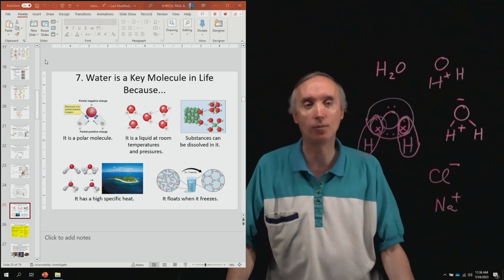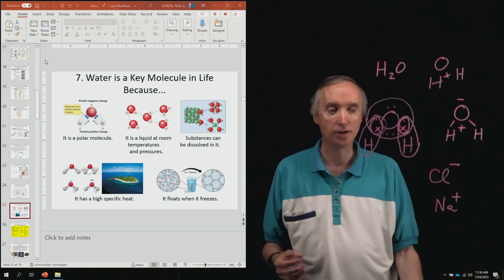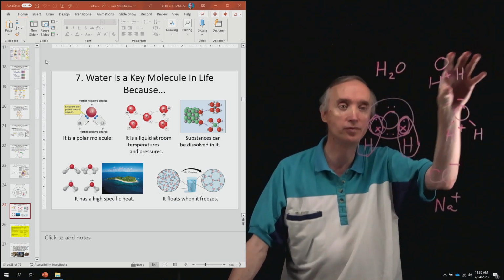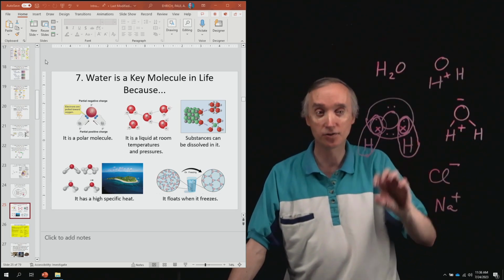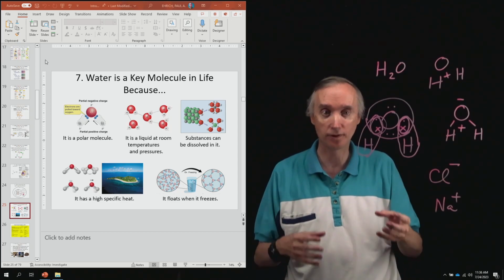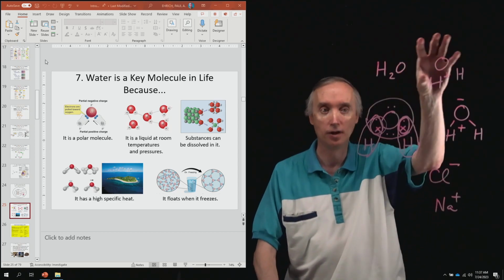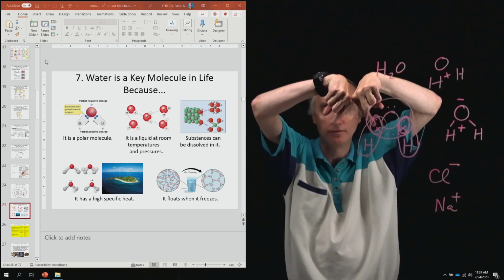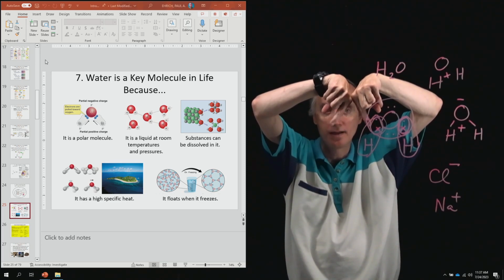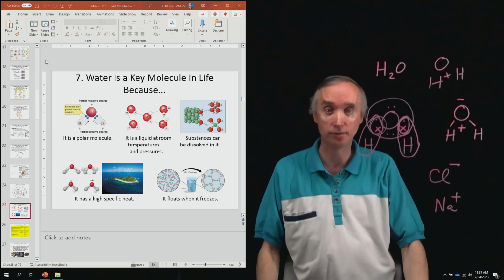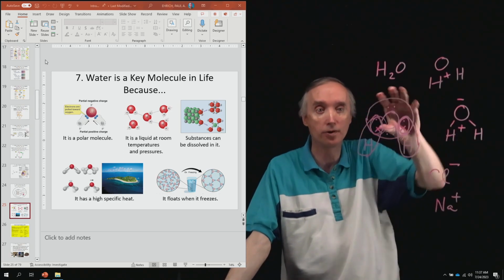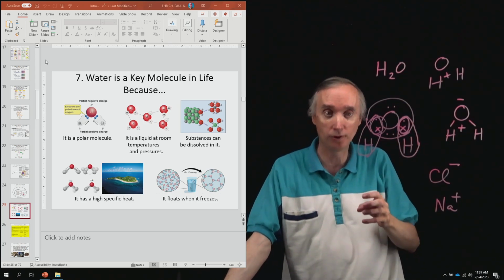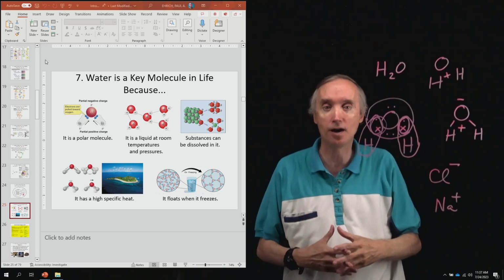Another thing is that water can store energy. So one way that water stores energy is that water moves around as a unit. So it's got kinetic energy. So energy can be stored in the motion of the water molecules. Another thing that can happen is that those oxygens can vibrate like this. And so that stores more energy. Another thing that can happen is the water molecule can spin. So it can store more energy. So the point is, water stores a lot of energy.